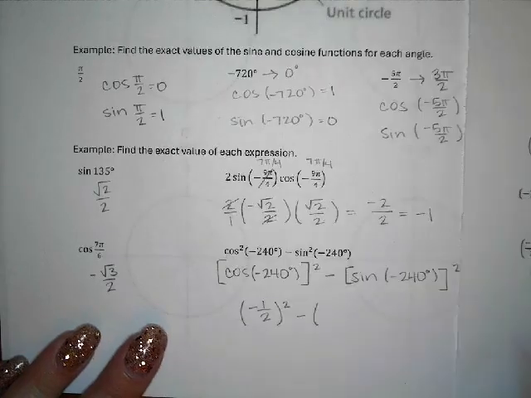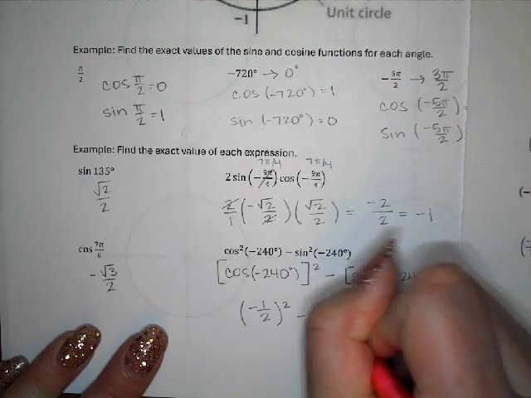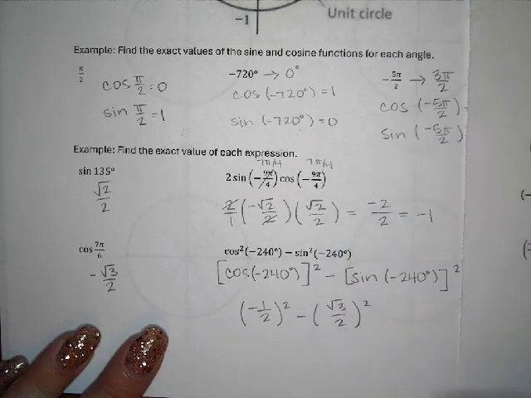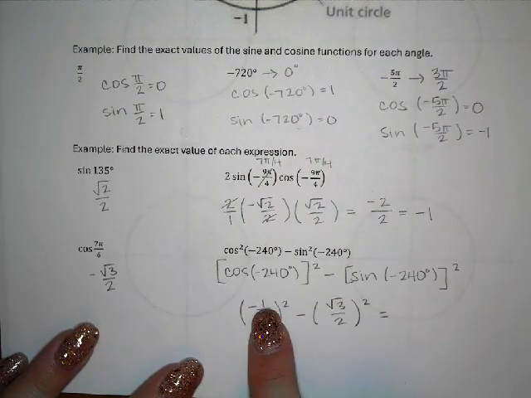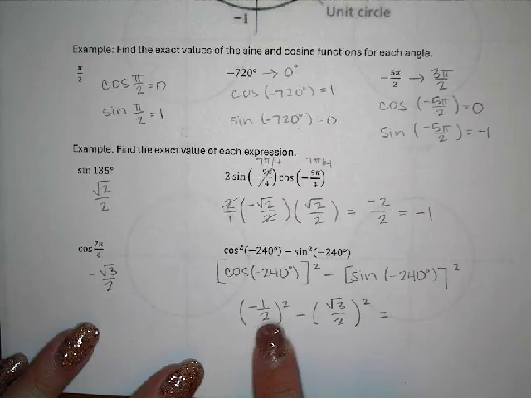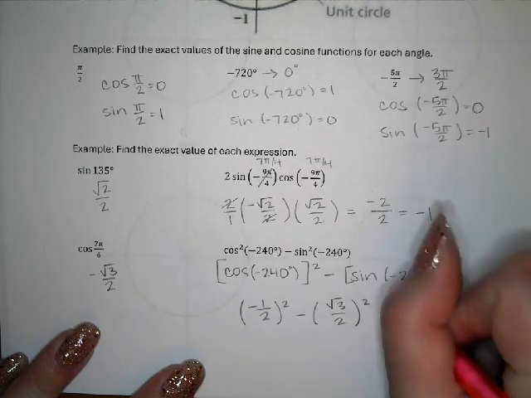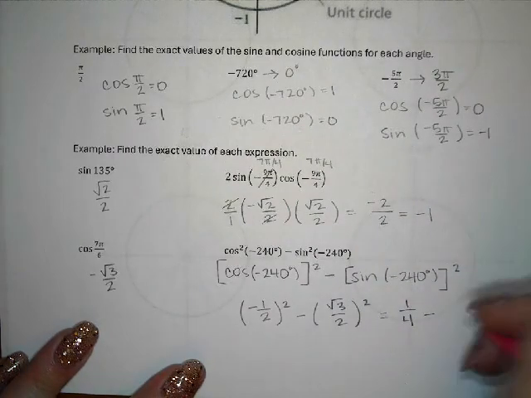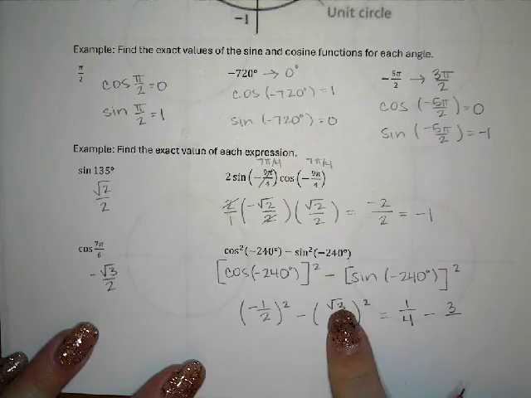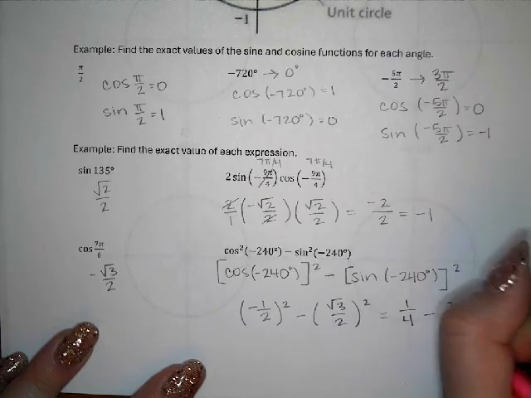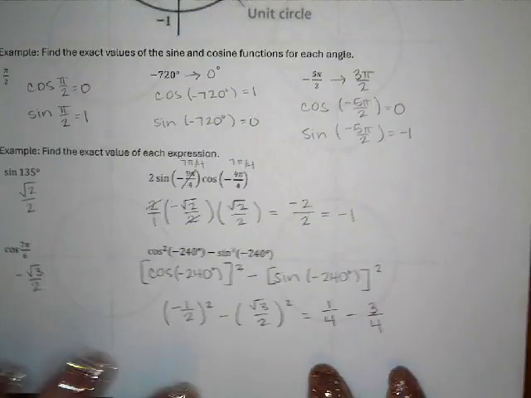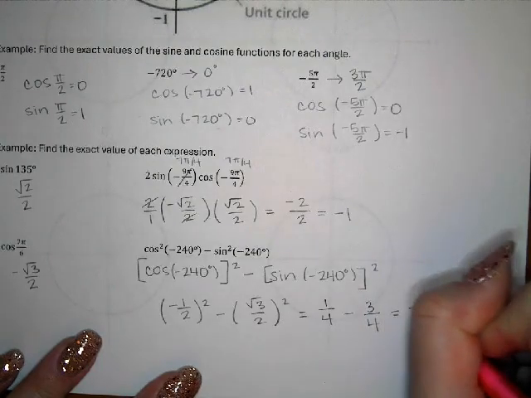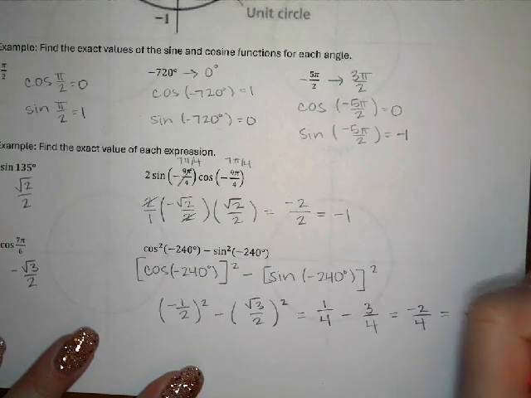So this is going to be √3/2 squared. All right, when I square a fraction, I just multiply the top by itself and multiply the bottom by itself. So negative 1 times negative 1 is positive 1. 2 times 2 is 4. √3 times √3 is 3. Or you could say √3 times √3 is the square root of 9, which is 3. 2 times 2 is 4. And 1/4 minus 3/4 is negative 2/4, which is negative 1/2.